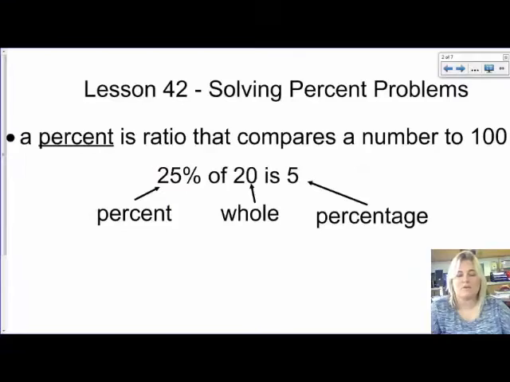Lesson 42, Solving Percent Problems. A percent is a ratio that compares a number to 100. Percent literally means per 100. Let me get a pen out here.